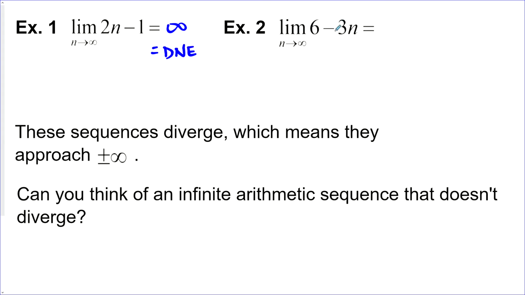Let's try this one. Put 6 minus 3 times infinity. Now 3 times infinity is still infinity, so 6 minus infinity. Well, the 6 really doesn't matter in the long run when we have a minus infinity, so this heads off to negative infinity, which means that it also doesn't exist. So these sequences both diverge, which means they approach positive or negative infinity. Can you think of an infinite arithmetic sequence that doesn't diverge?